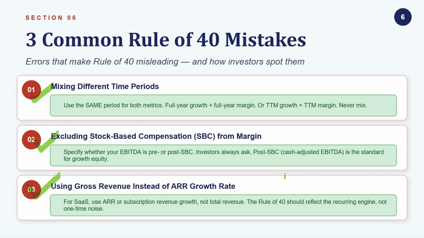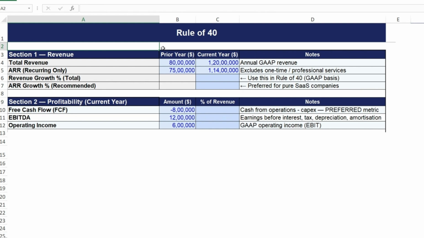The Rule of 40 should always reflect the recurring revenue, not the one-time. So that is why it's very important that you use ARR instead of gross revenue while calculating Rule of 40. Now let's understand Rule of 40 with the help of an Excel example.